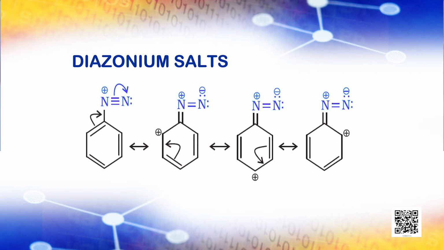Diazonium salts are one of the most reactive derivatives of aromatic primary amines, but are quite unstable in nature. Primary aliphatic amines form highly unstable alkyl diazonium salts. Primary aromatic amines form arene diazonium salts, which are stable for a short time in solution at low temperatures of 273 to 278 Kelvin. The stability of arene diazonium ion is explained on the basis of resonance.